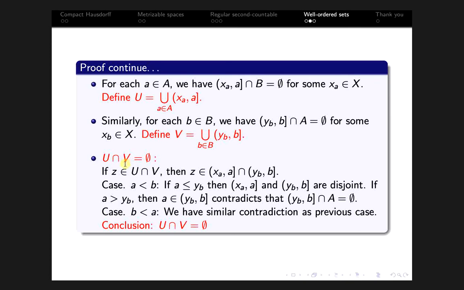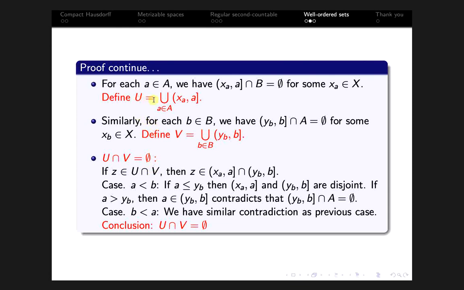Now the proof is by contradiction. If possible, we assume that z belongs to the intersection. Then z belongs to U as well as z belongs to V.